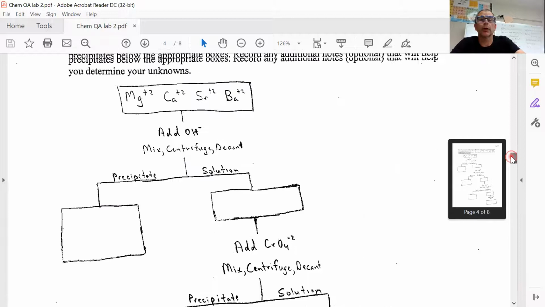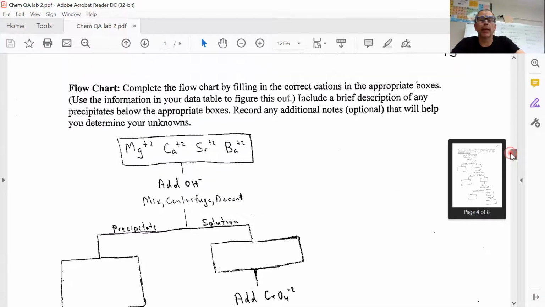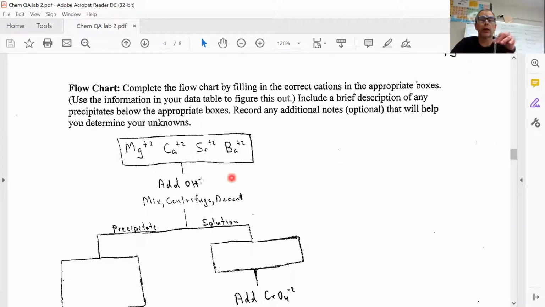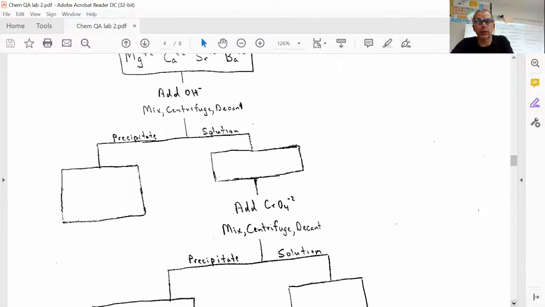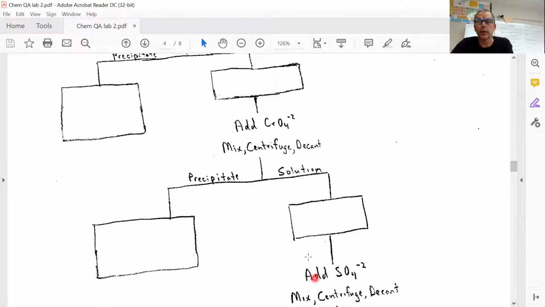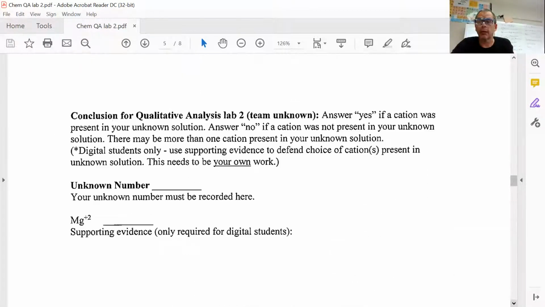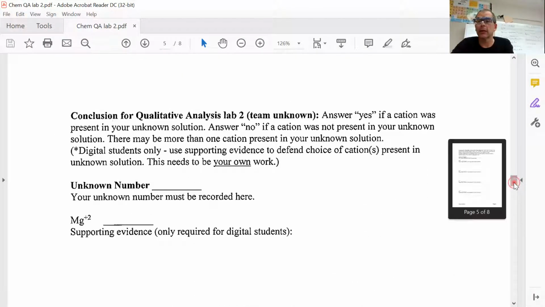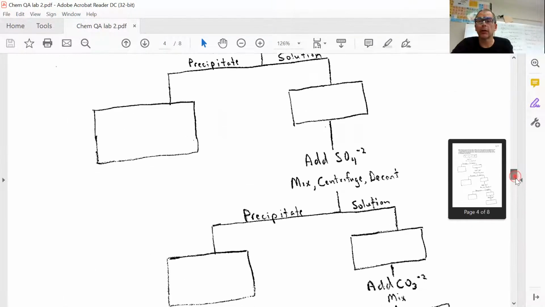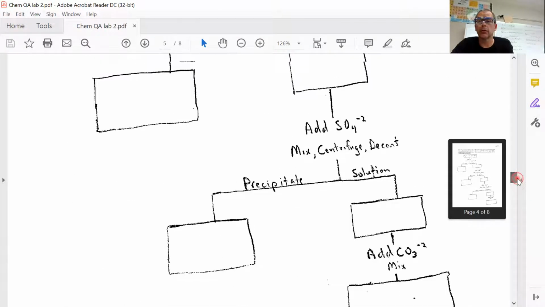What's the process we're going to do? We're going to add OH minus following the flow chart on page 4 and look for precipitate formation here. Then the next step, we're going to add CrO4 minus 2 to look for the next precipitate. Then the next thing we're going to add is SO4 minus 2 to look for the next possible precipitate. And the last thing we're going to add is CO3 minus 2.